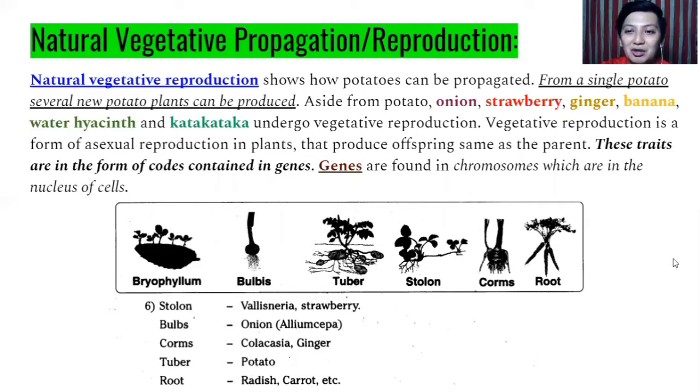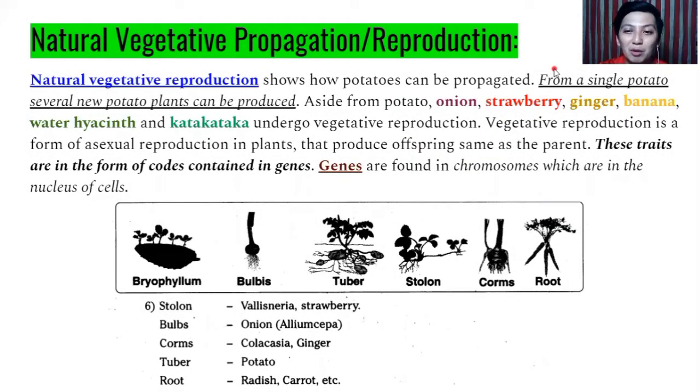while ago. So vegetative reproduction is a form of asexual reproduction in plants that produce offspring the same as the parent. These traits are in the form of codes contained in genes. So genes are found in the chromosomes which are in the nucleus of the cell. So napag-aralan natin kung ano yung mga namamana, di ba? Since galing lang sila sa iisang parent, so the same yung genes na makukuha nila.